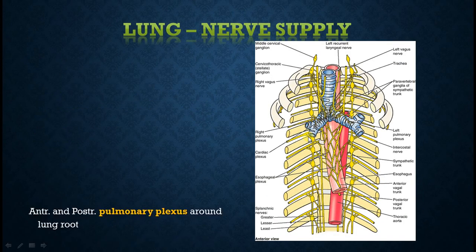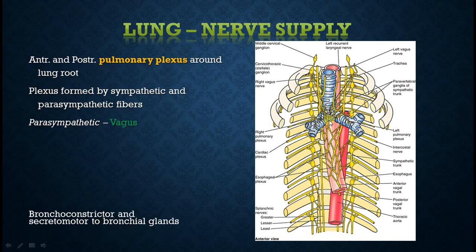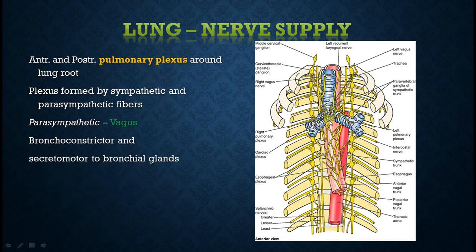Nerve supply is by sympathetic and parasympathetic, in the form of the pulmonary plexus around the lung root. They have both sympathetic and parasympathetic. Parasympathetic is by the vagus nerve, which is responsible for bronchoconstriction and is secretomotor to the bronchial glands. Always parasympathetic is secretomotor.